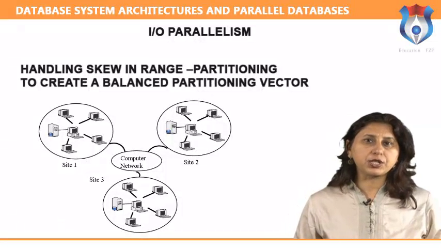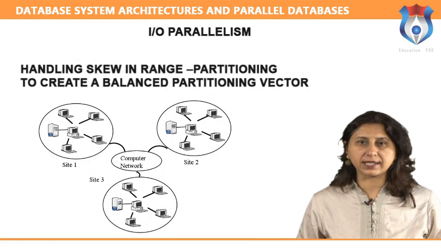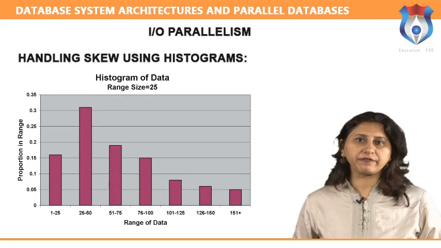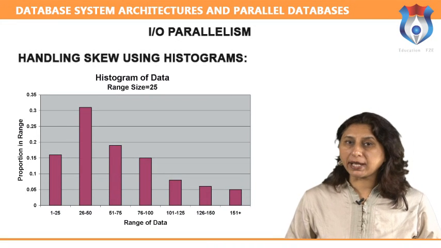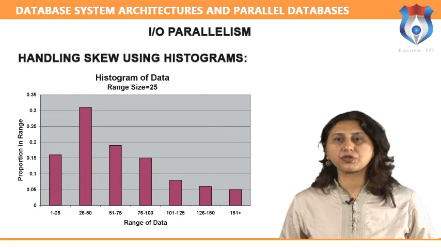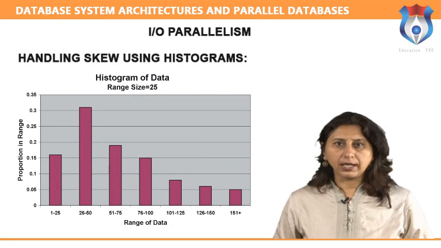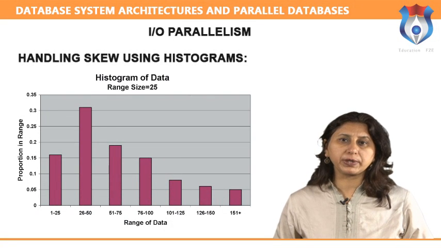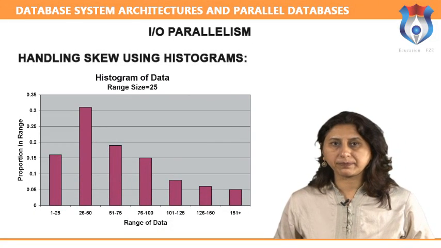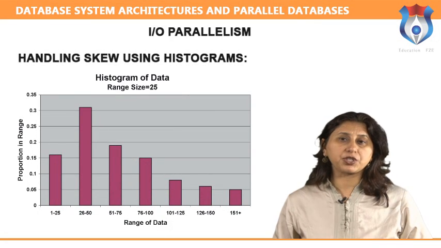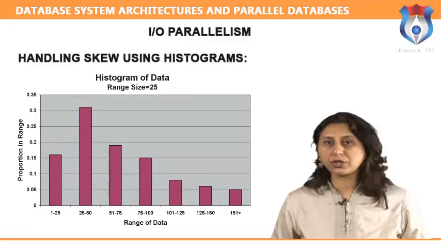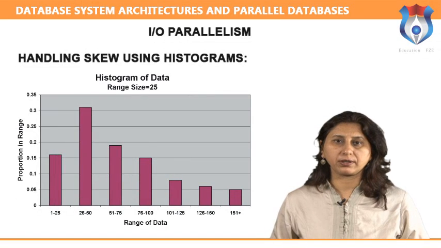Alternative technique based on histograms is used in practice. A balanced partitioning vector can be constructed from a histogram in a relatively straightforward fashion. Assume uniform distribution within each range of the histogram. A histogram can be constructed by scanning the relation or sampling blocks containing tuples of the relation.